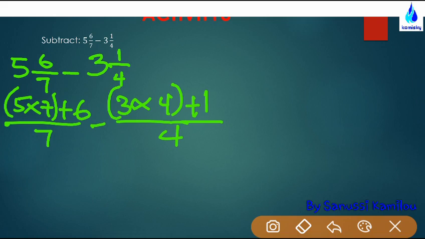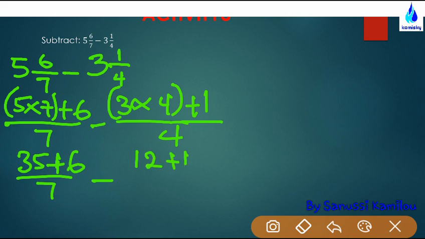Now we can get what we are having in the bracket. This one will give me 35. 5 times 7, 35, plus 6 over 7 minus 3 times 4 will give you 12. Very good. Plus 1, all over 4. Correct.